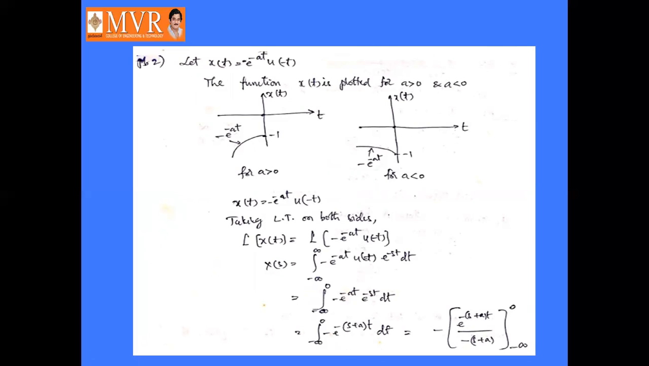That is problem number 2. Let x of t equal e power minus at into u of minus t, right? e power minus at into u of minus t. So it is also diagrammatically represented like this, for a greater than 0 and for a less than 0. If a is greater than 0, it is represented like this.